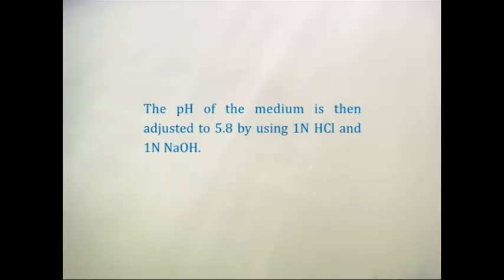Then weigh 30 gram of sucrose and dissolve it in the solution by stirring it. After dissolving the sucrose, the flask is brought down from the stirrer and the volume is made up to 1000 ml by adding double distilled water. The pH of the medium is then adjusted to 5.8 by using 1 normal hydrochloric acid and 1 normal sodium hydroxide.